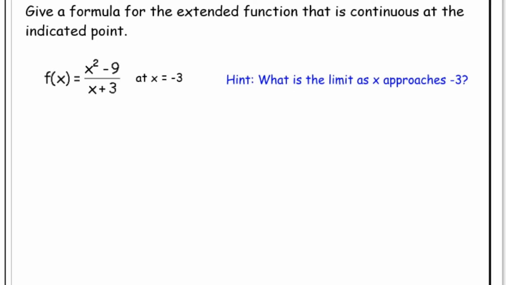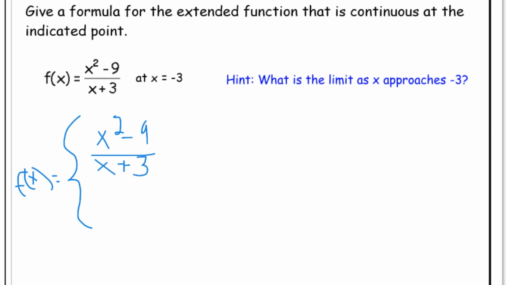Whew. Give a formula for the extended function that is continuous at the indicated point. All right, so if you recall, we're going to make a piecewise function. We're going to set this up as a piecewise function, f of x equals. Okay, so let's see. First thing is, let's go ahead and put the first equation here, x squared minus 9 over x plus 3. And the fact for this one, x cannot equal -3. Because again, looking at the denominator, if x was -3, it'd be divided by 0. That doesn't work. Now, what do we have left? How can we fix this?